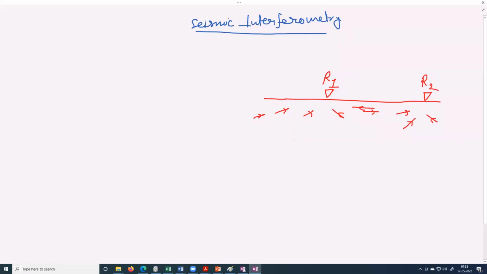Seismic interferometry says that the observations that you are recording at both of the receivers, if you cross-correlate them together by keeping the source at one of the receivers, then what you get after cross-correlation is the response of the structure in between the receivers, or you may say the Green's function in between the receivers. When I say Green's function, what does it mean? Green's function is basically the impulse response of the medium.